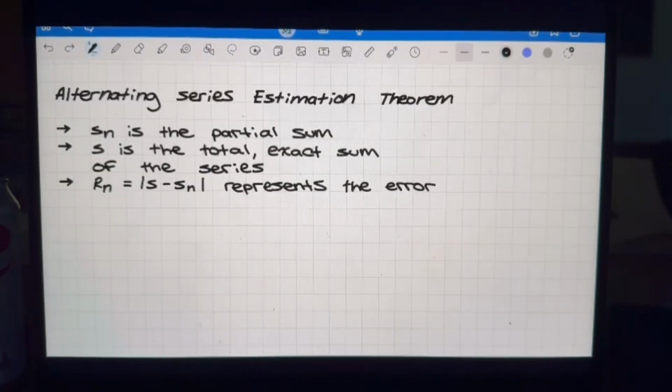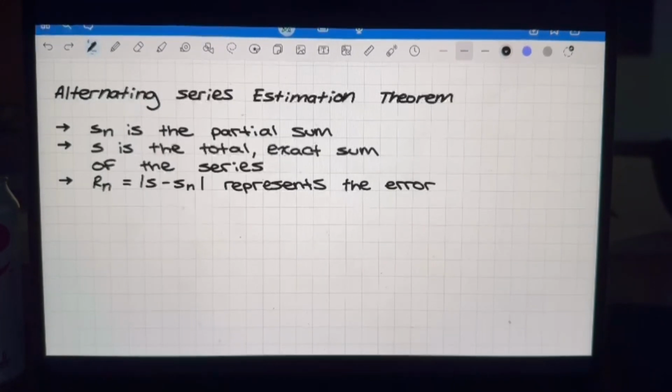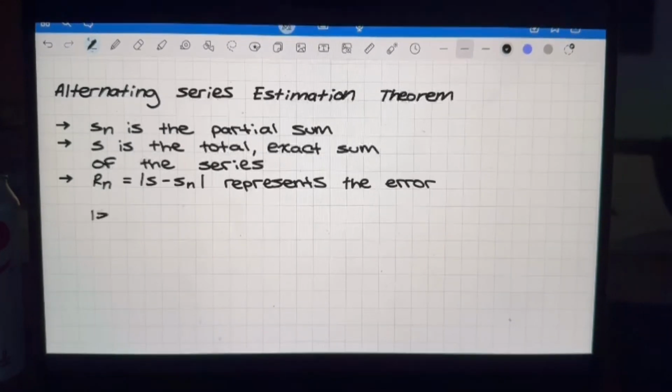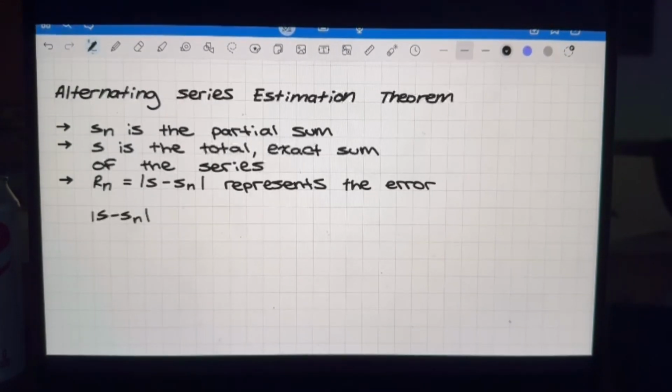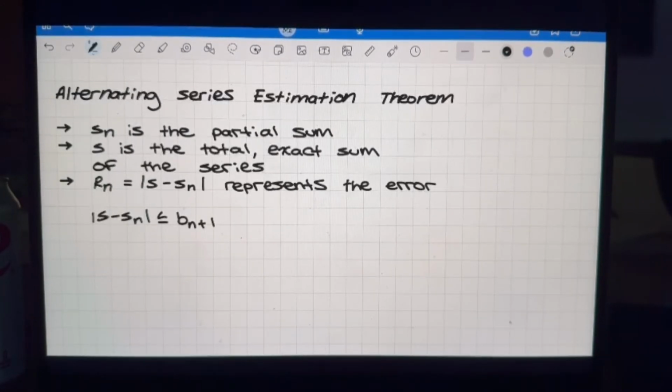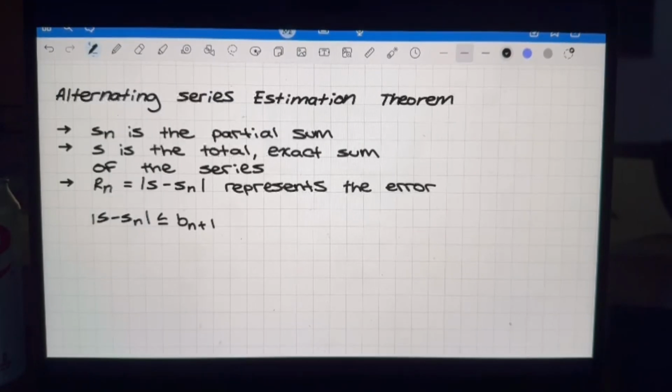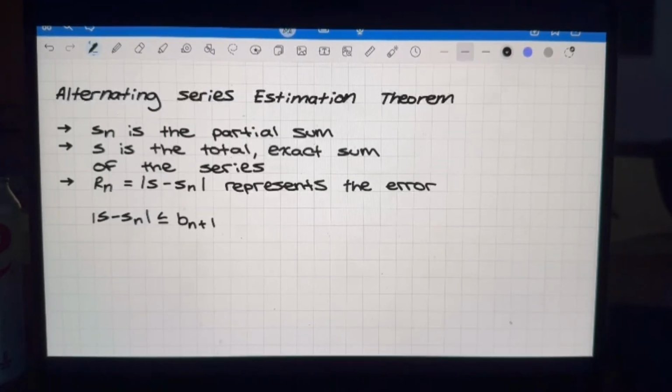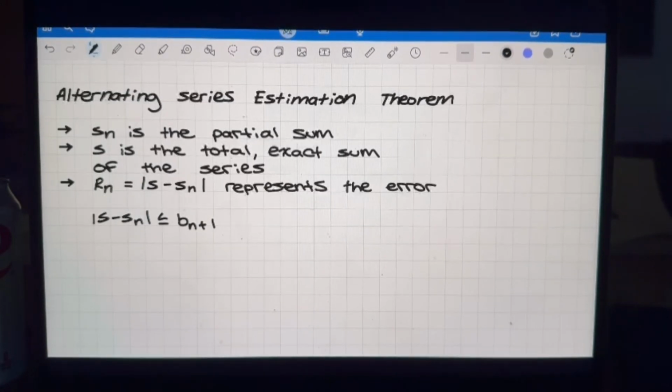To summarize, S sub n is a partial sum, or approximation. S is the total exact sum of the series. R sub n is equal to the absolute value of S minus S sub n, which represents the error, and the theorem guarantees that the absolute value of S minus S sub n must be less than or equal to B sub n plus 1. In short, if a series is alternating with positive decreasing terms that approach 0, the alternating series estimation theorem provides a simple but powerful bound on the error. This makes it a valuable tool for estimating the sum of a convergent alternating series with confidence.